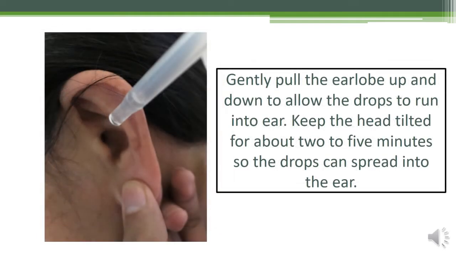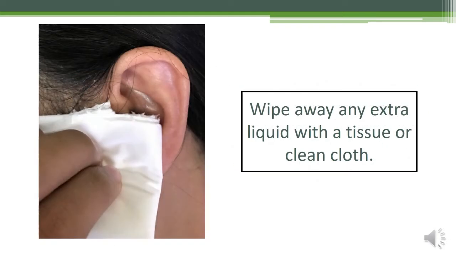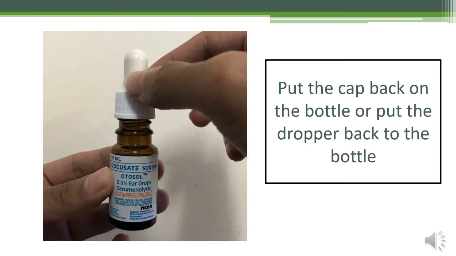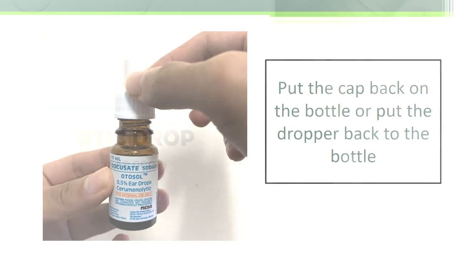Gently pull the earlobe up and down to allow the drops to run into the ear. Keep the head tilted for about 2 to 5 minutes so that the drops can spread into the ear. Wipe away any extra liquid with a tissue or clean cloth. Put the cap back on the bottle or put the dropper back into the bottle.